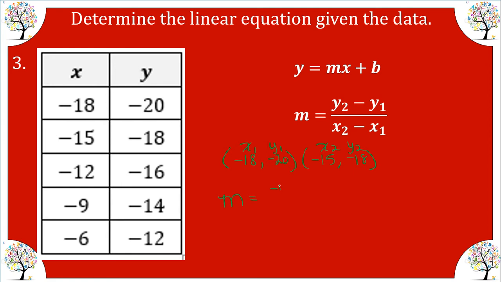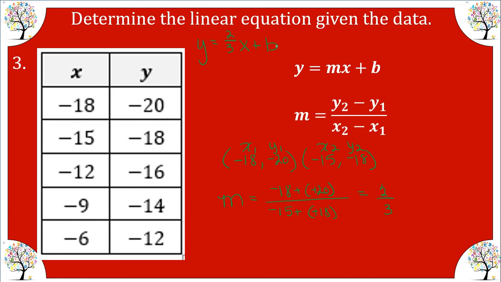So I have y2 minus y1 over x2 minus x1. So again, I like to do keep, change. So we get 2 over 3. So we have y equals 2 over 3x plus b.